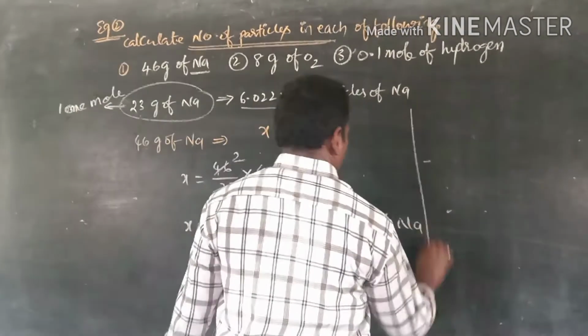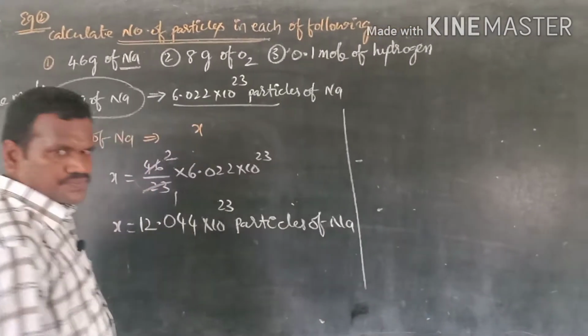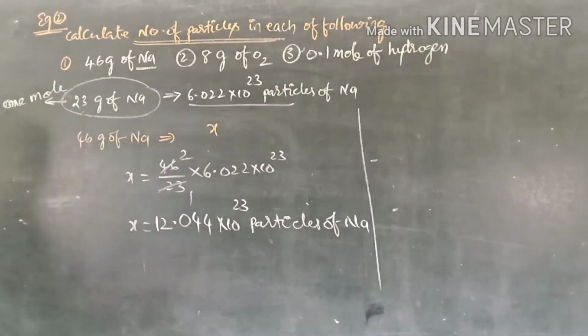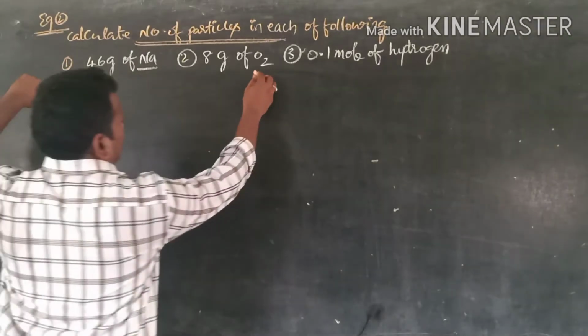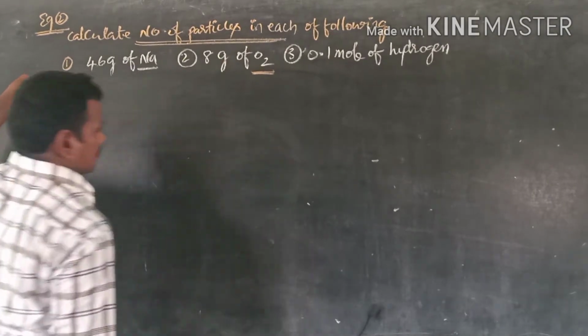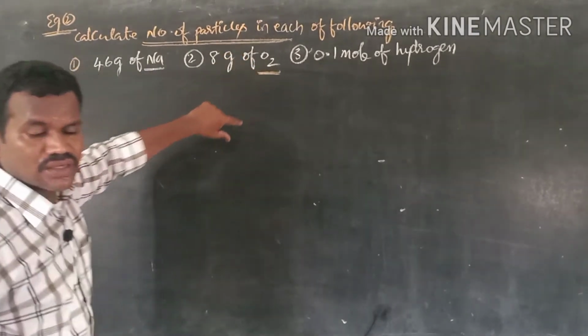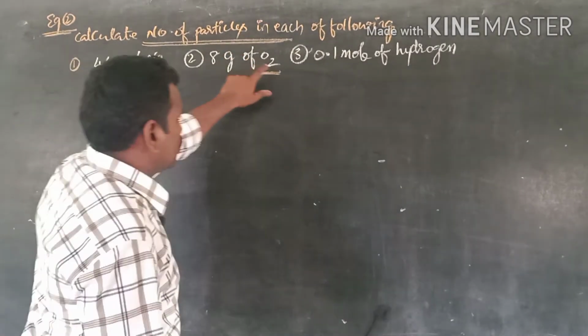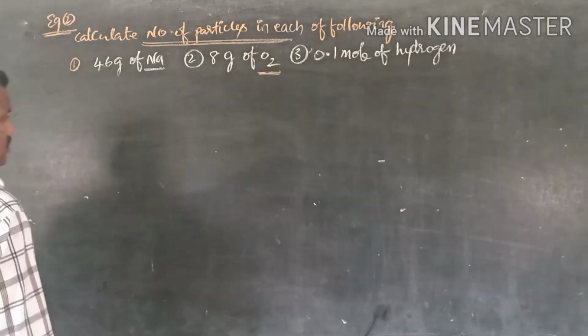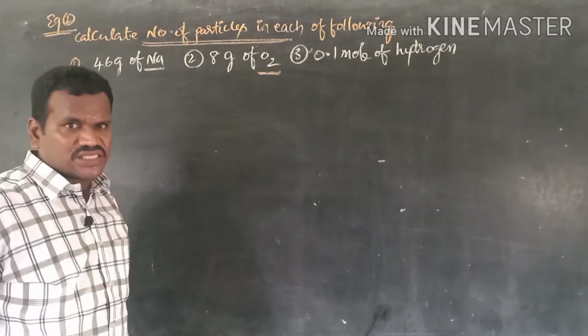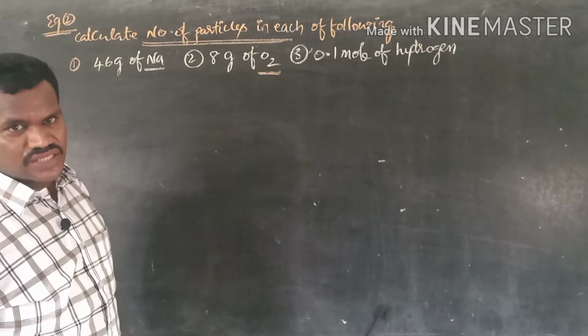Now consider the second example. See, in the second example, O2 is given. That is the clue. What is the meaning of O2? It is a molecule, not an atom. So we should consider molecular weight here. Atomic weight of oxygen is 16. Then molecular weight is 32.